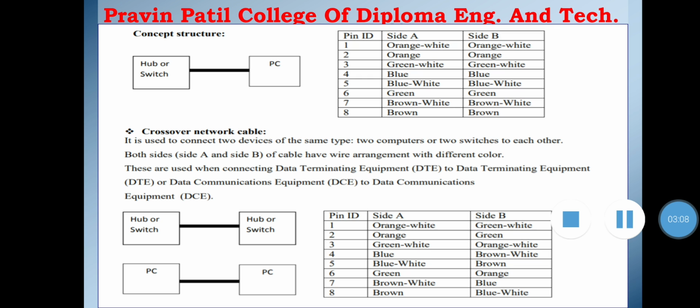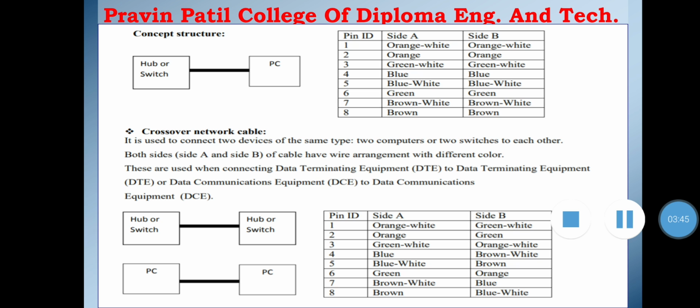This is the concept of the hub, switch and PC. In between we are using the cables, and cables have different colors. Suppose site A and site B. On site A, the different colors are orange white, orange, green white, blue, brown white, and so on. A crossover network cable is used to connect two devices of the same type, like two computers or two switches, to each other.